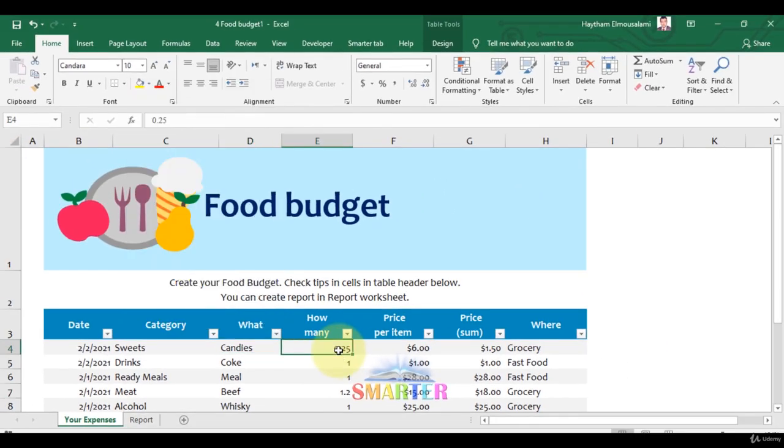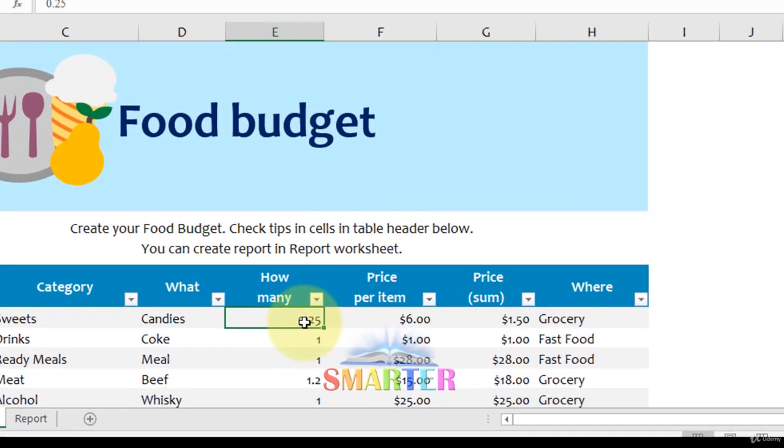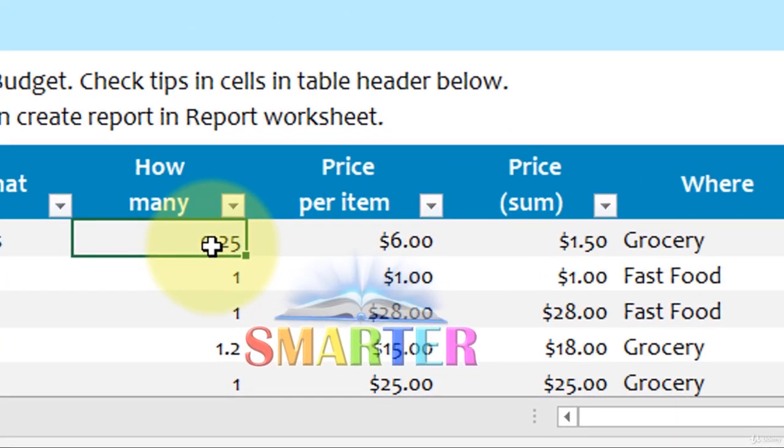After that, you select how many, and how many bottles, how many kilos, and so on. After that, you put the price of the unit, the price of the gallon, the price of the kilo, the price of the pound, the price of the unit.